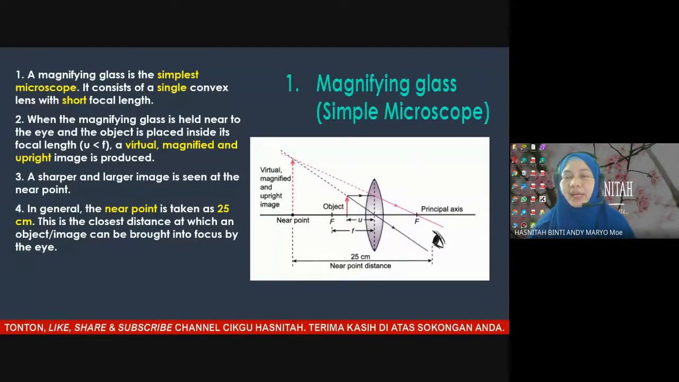Good morning, Han Kit. We are now discussing 6.5 optical instruments.